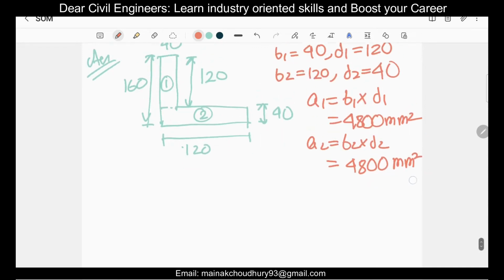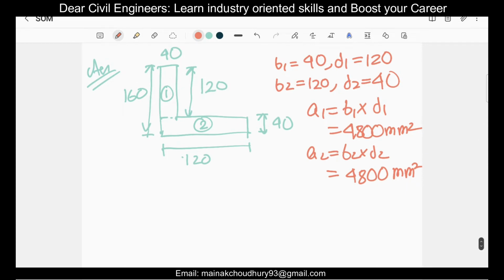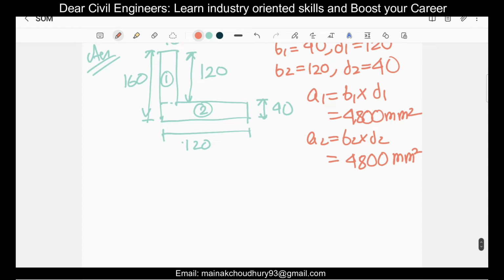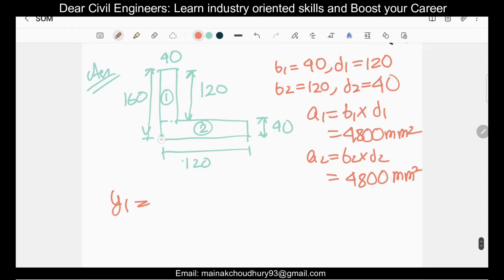Now you need to find out y1 and y2. So now this is interesting. To find y1, you have to take a point where you take the 0, that is the starting point. So y1 for this is 120 by 2, which means 60, but all the measurements you have to take from the starting point, so you have to add this 40 mm as well. So we write 40 plus 60, and your y1 is equal to 100.